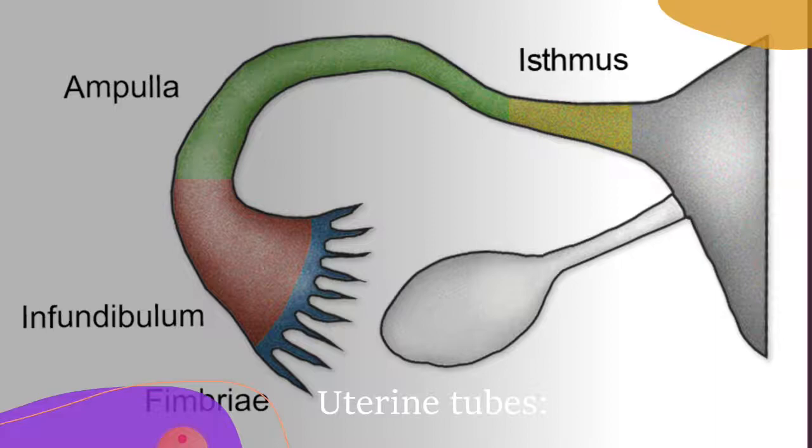Next, we have the arterial supply of the uterine tubes as well. In your book, they haven't mentioned the blood supply of the uterine tubes, but we will discuss it. And the blood supply of the uterine tube is basically through the uterine and the ovarian arteries, and the venous drainage will be through the uterine and the ovarian veins.